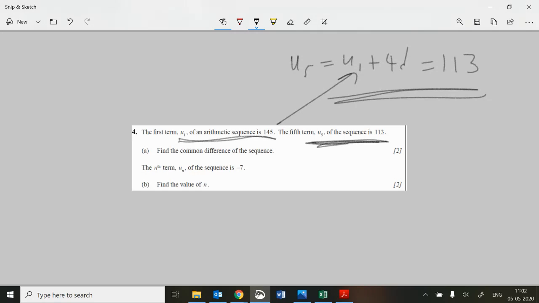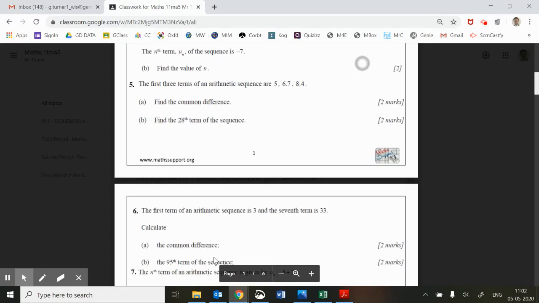So when we get our U1 and D, you can then set up your formula U1 plus n minus 1 lots of D. We know what U1 is. We're going to find out what D is. And then we'll need to set UN equal to -7 and then solve that for n, because n will be the missing thing here. Okay, let's have a look at question 5.